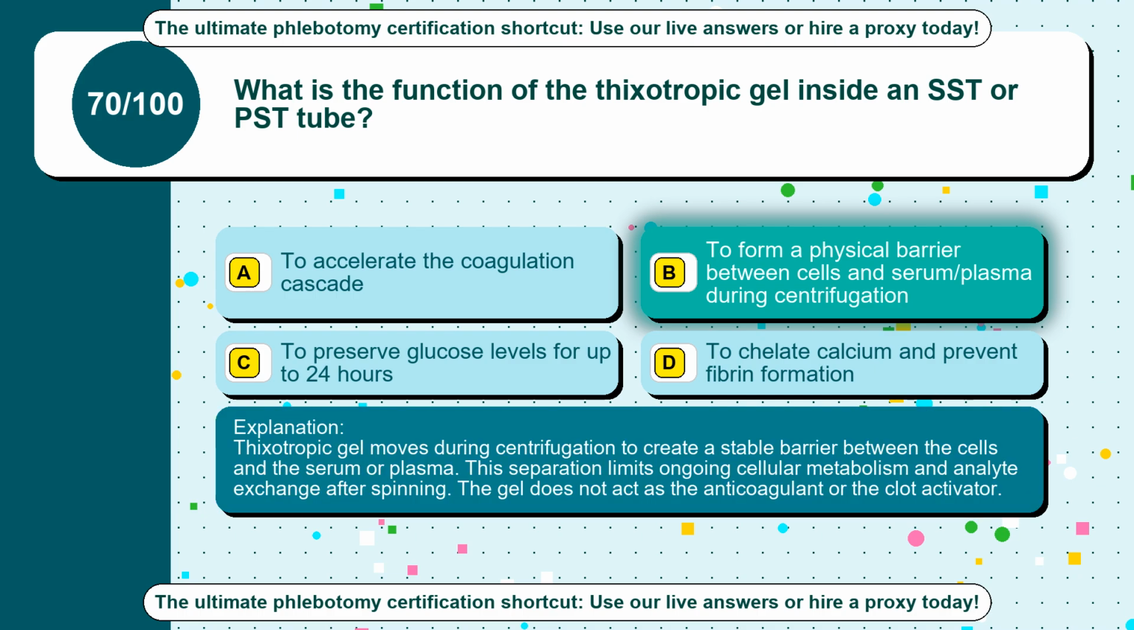Thixotropic gel moves during centrifugation to create a stable barrier between the cells and the serum or plasma. This separation limits ongoing cellular metabolism and analyte exchange after spinning. The gel does not act as the anticoagulant or the clot activator.